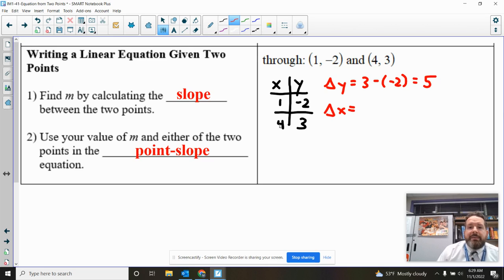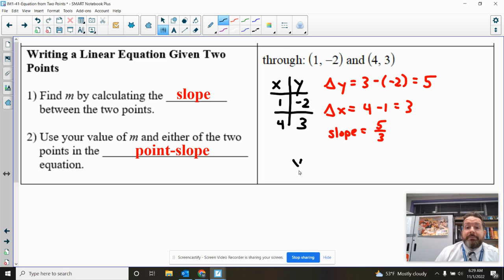For the change in the x's, same thing, bottom minus top, which is 3. So the slope then, it's always going to be the change in y number on the top, the change in x number on the bottom. For the equation then, I'm not going to list them both this time. We're just going to pick one. And if I have the choice, I like to pick an ordered pair that doesn't have any negatives in it. It just makes the work a little bit easier.